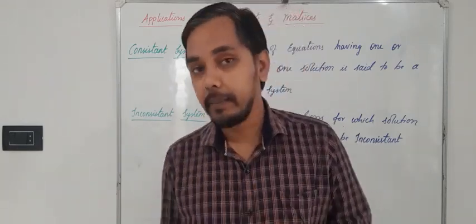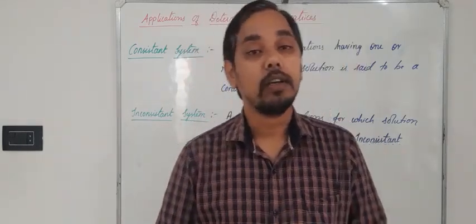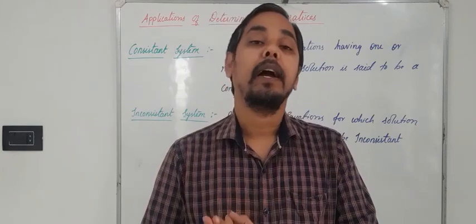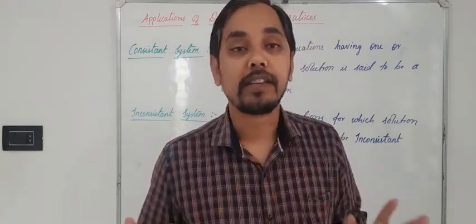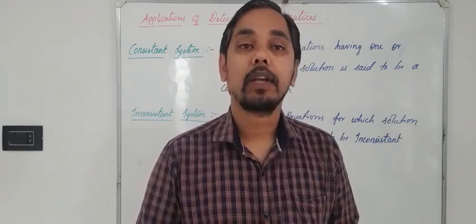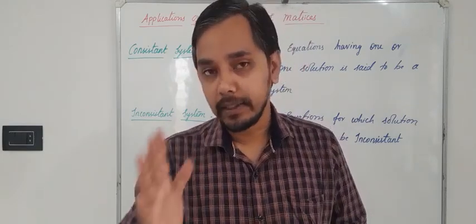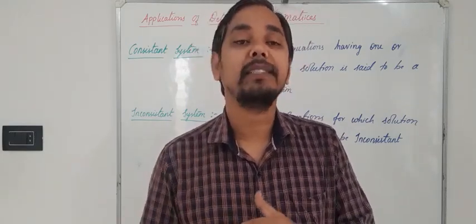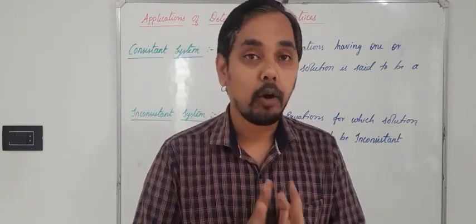If for any simultaneous system a solution exists, then we call it a consistent system. And if the solution does not exist, then we call it an inconsistent system. Based on that we have to decide, right? We have to use the determinants and matrices to check whether the system is consistent or inconsistent.